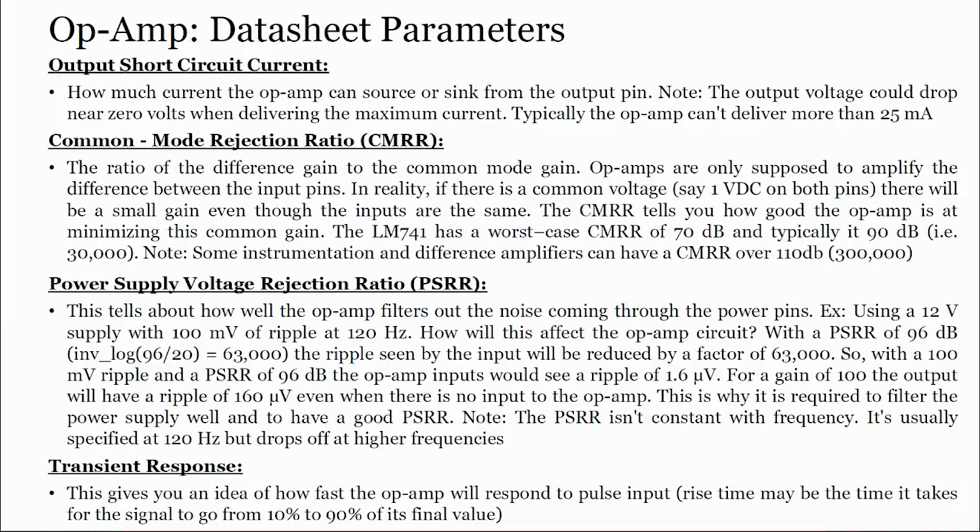Even when there is no input to the op amp, this is why it is required to filter the power supply and to have a good PSRR. You understand? See, if we have this example where a 12 volt power supply has about 100 millivolt of ripple at 120 hertz, then with a PSRR of 96 dB, if we consider the output, we would see about 160 microvolt of ripple voltage, and that is not good.